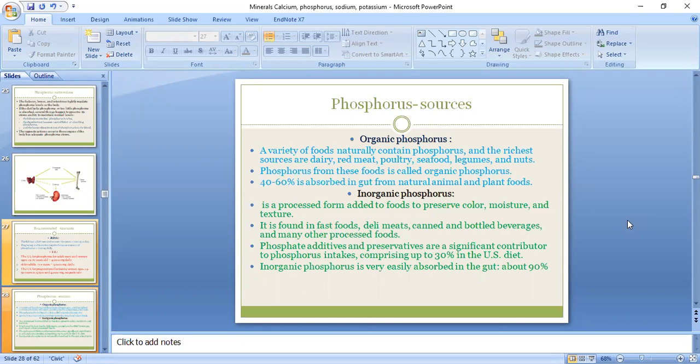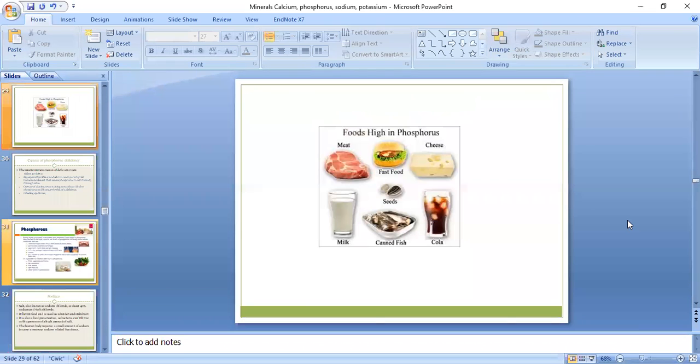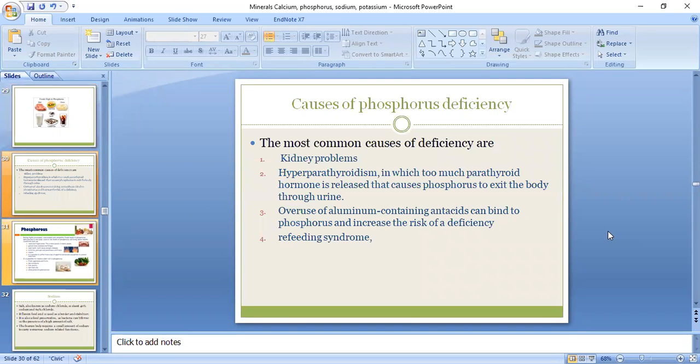Inorganic phosphorus is added to foods to preserve odor, color, and moisture. It is found in fast foods, deli meats, canned and bottled beverages, and many other processed foods. Phosphate additives and preservatives are a significant contributor to phosphorus intake, comprising up to 30% in the US diet. Inorganic phosphorus is very easily absorbed in the gut, about 90%. These are the sources of phosphorus: meat, fast food, cheese, milk, canned fish, and cola drinks, canned and bottled drinks.